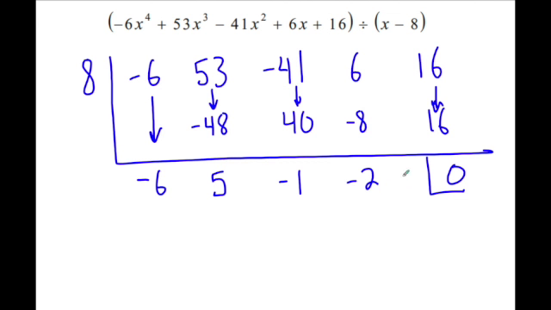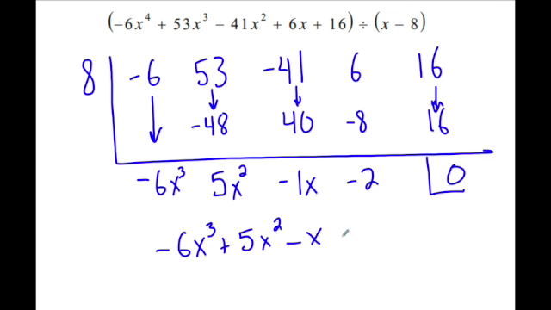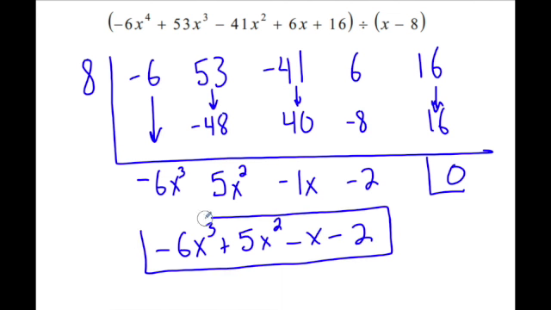Now I backfill, x to the 0, x to the 1, x to the 2, x to the 3. So that gives me -6x cubed plus 5x squared minus x minus 2, and no remainder, so I leave it at that.